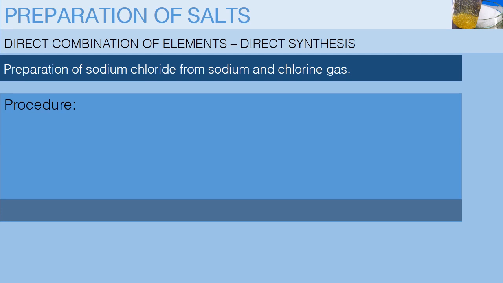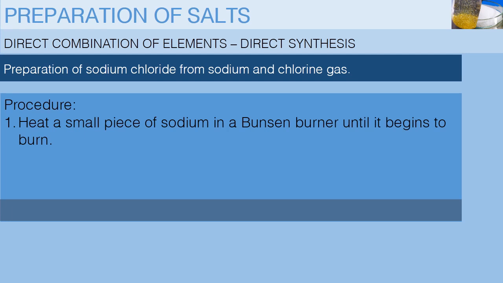Now, let us see how another salt can be prepared using a similar method, the preparation of sodium chloride from sodium and chlorine gas. Chlorine and sodium are elements. They are the constituent elements of sodium chloride. And therefore, we want to know how we can prepare it. The first step is to heat a small piece of sodium in a Bunsen burner until it begins to burn.